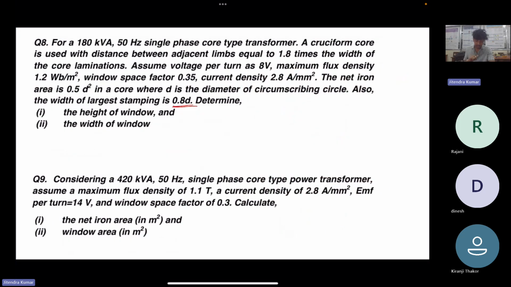Yeah. So we were discussing problem number 8, right? That we need to calculate the height of the window and the width of the window. So we are given the window space factor, current density, and all the parameters. Can we calculate these two parameters, height and width?